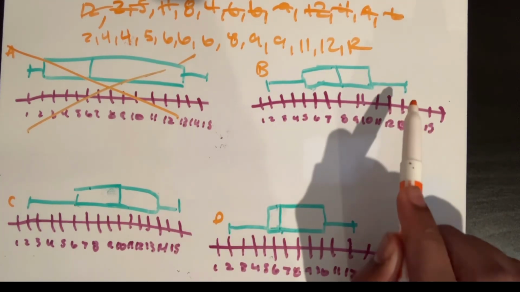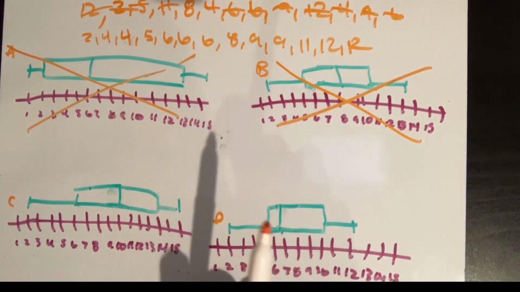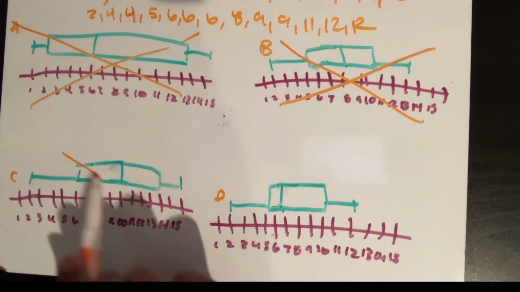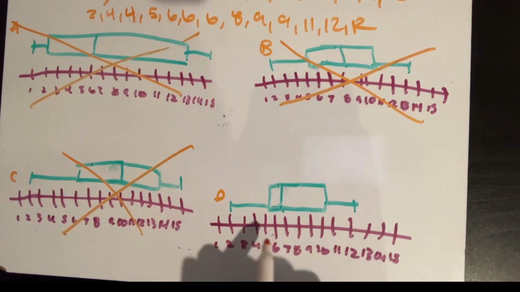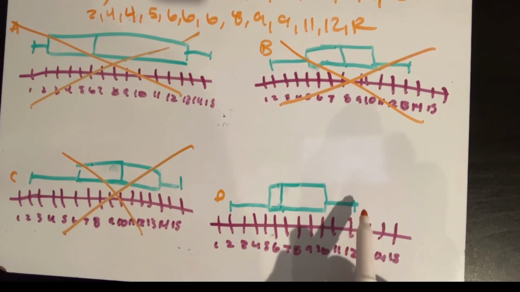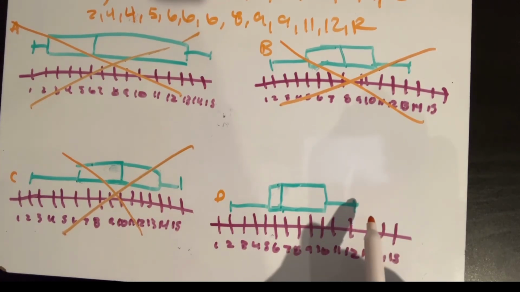B's upper extreme is 13, so we can eliminate that. C's upper extreme is 15, so we can eliminate that. So D is our only option left, so let's check it. 12 is correct for the upper extreme.